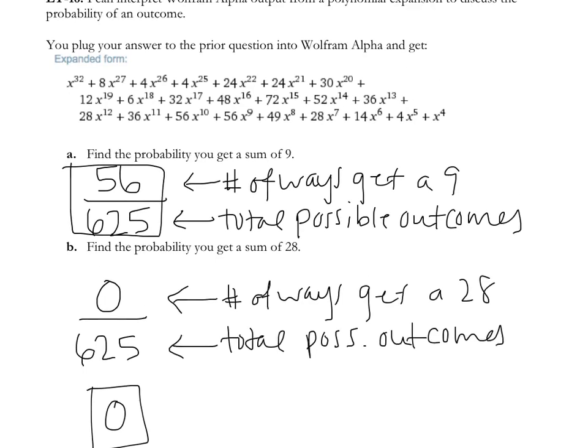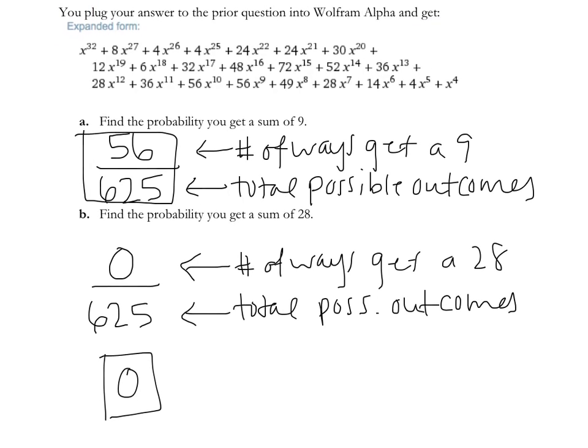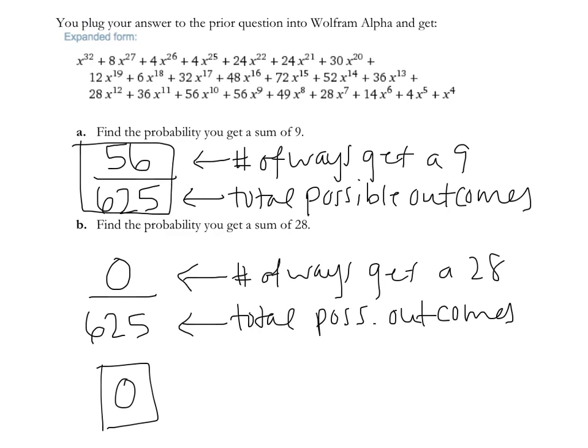So in these problems, what we want to do is look at our expanded polynomial. The exponents tell us the different possible sums, the coefficients tell us the number of ways of getting those sums, so there are a bunch of different probability kinds of questions that we could ask using that information.